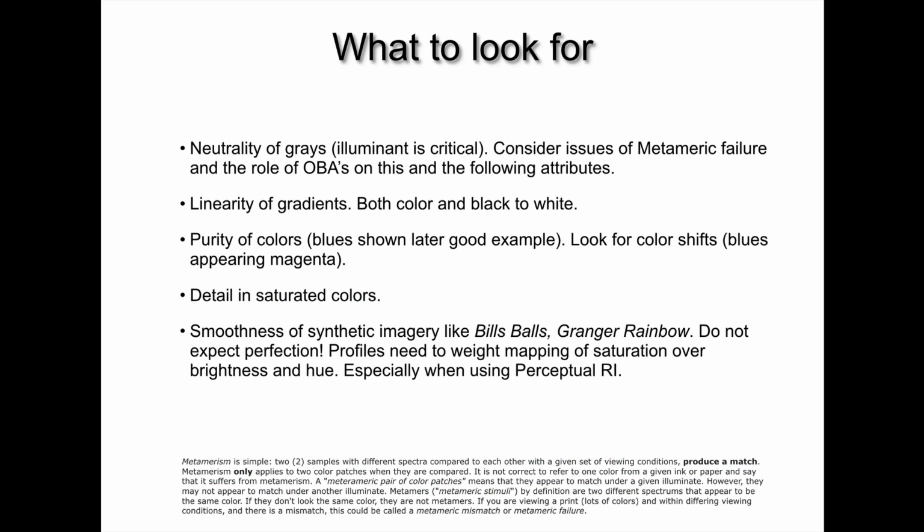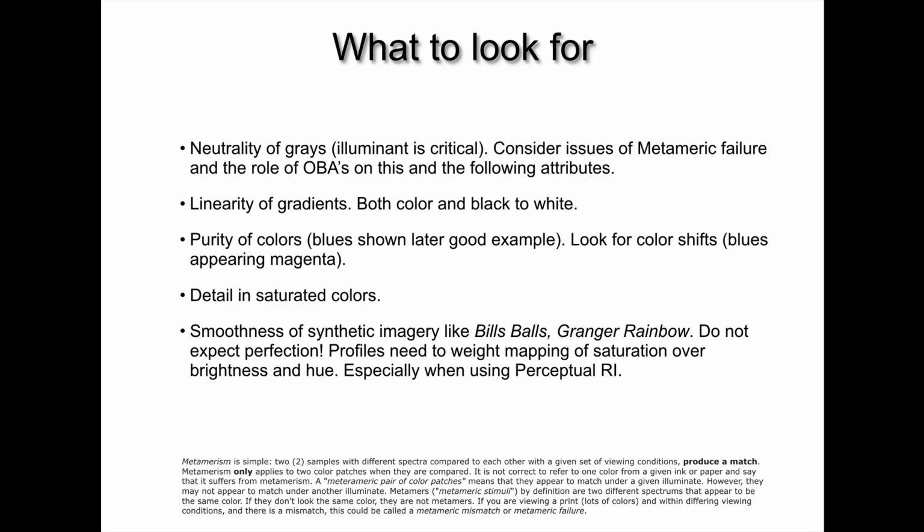The torture test now are the synthetic images like the 14 balls that Bill Atkinson built or the Granger rainbow. You shouldn't expect perfection, and you need to keep in mind that what profiles have to do when they're mapping their conversions from the source to the destination is they have to weigh saturation over brightness and hue. Where are they going to weigh how they convert these particular colors? Is saturation more important than brightness? Is hue more important than saturation?